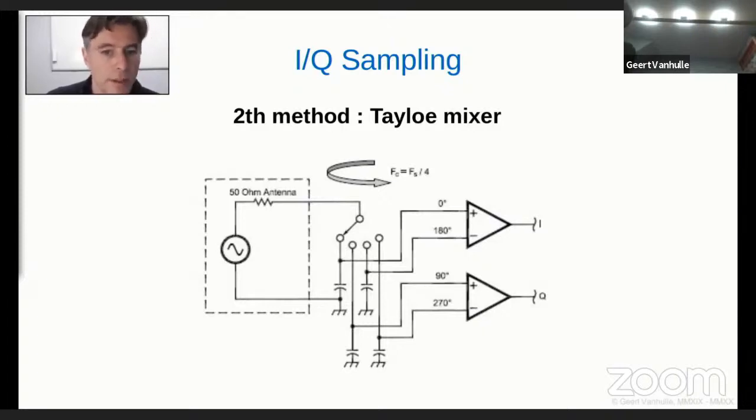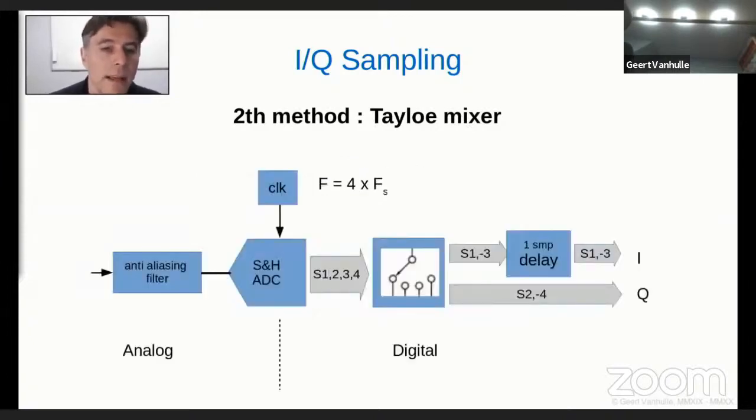So the IQ outputs of these op-amps would then go to AD converters normally. Instead of this, we will use an AD converter and a sample and hold, and we will run the AD converter at 4 times the sampling rate that we would normally do. So what we have then is 4 times as many samples coming into our digital stage, and then we will make a digital switch that is splitting our incoming samples into 2 different streams.